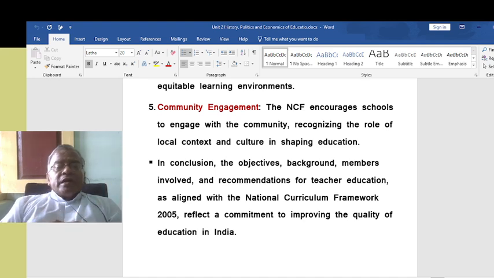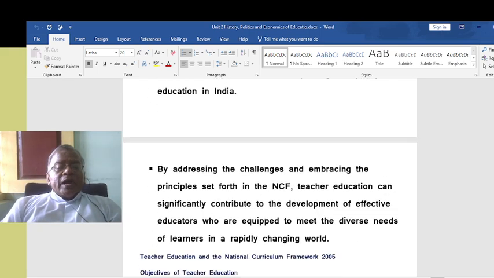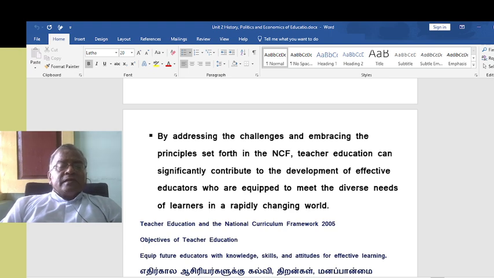as aligned with the National Curriculum Framework 2005 reflect a commitment to improving the quality of education in India. This is the concluding remark. By addressing the challenges and embracing the principles set forth in NCF, teacher education can significantly contribute to the development of effective educators who are equipped to meet the diverse needs of learners in a rapidly changing world. These points could be there in the conclusion part.